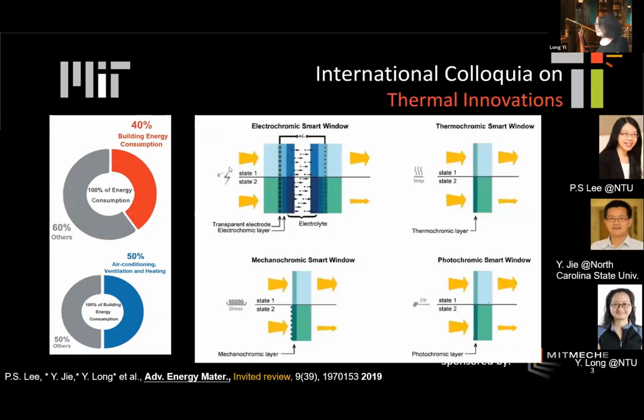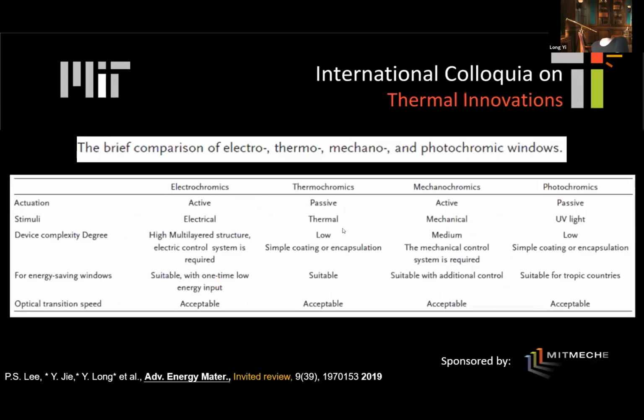And there are four types of smart window: electrochromic, thermochromic, mechanochromic, and photochromic. Based on the stimulus, there are four types. Based on their characteristics, we summarized in our recent review, thermochromic is what we are doing here, because it has passive actuation, and the stimulus is coming from heat. You can imagine winter and summer, because temperature is different. So it's a thermal stimulus.